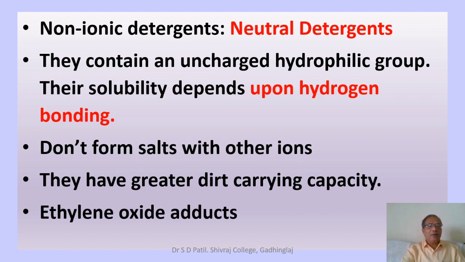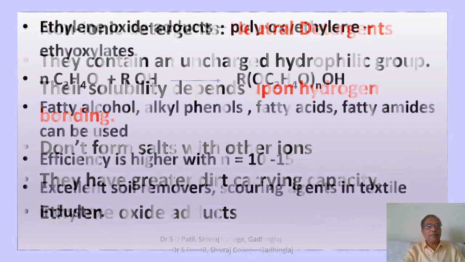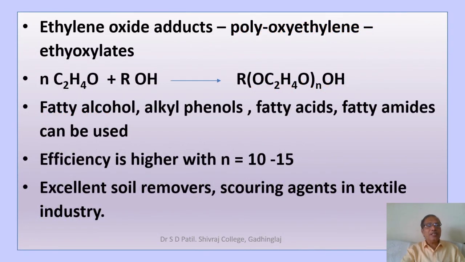They have greater dirt carrying capacity. Prominently, these are ethylene oxide adducts. So we will see some examples. Ethylene oxide adducts, polyoxyethylene or ethoxylates are the different names. The general transformation is that ethylene oxide undergoes reaction with an alcohol-like structure to get the desired product.